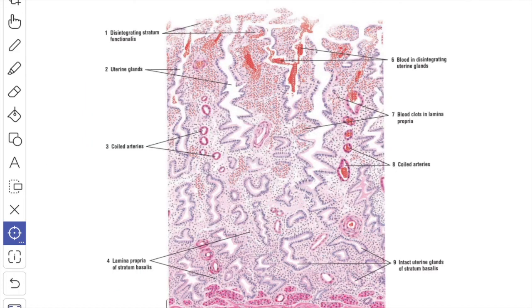This is a histological picture of the menstrual phase. So here you can see the disintegrating stratum functionalis, and then you can see the blood in the disintegrating uterine glands, and you can see the blood clots in the lamina propria and the coiled arteries with the hemorrhage inside.